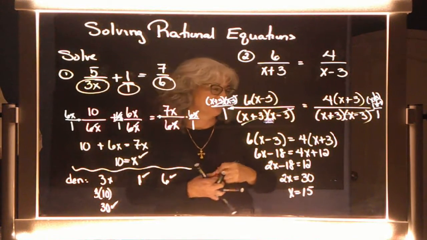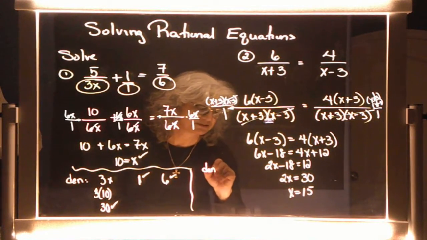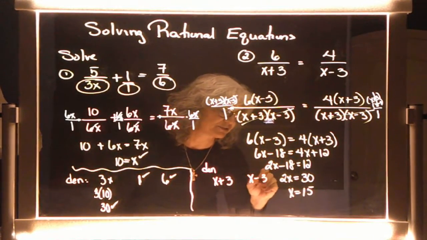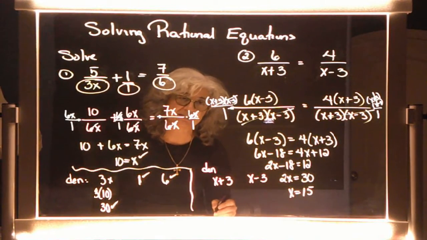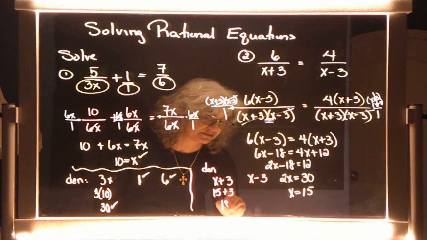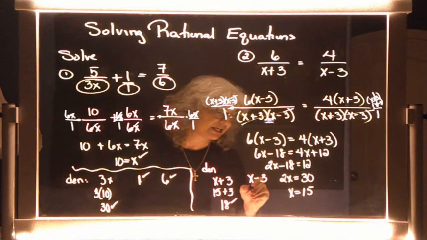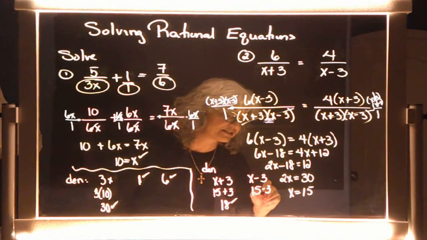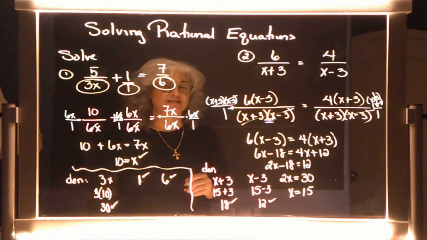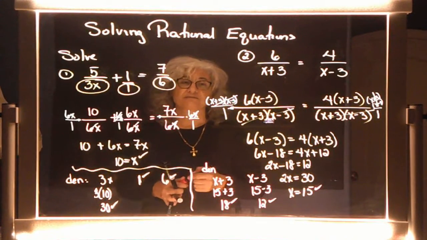Let's look at problem 2. I've got 2 denominators, right? I have the x plus 3 and I have the x minus 3, and my x is 15. Well, if I plug the 15 into the first one, yeah, we're okay there. That's not a 0. If I plug the 15 into the second denominator, yeah, we're good there also. That's not a 0. So this answer of 15, we're good to use it.